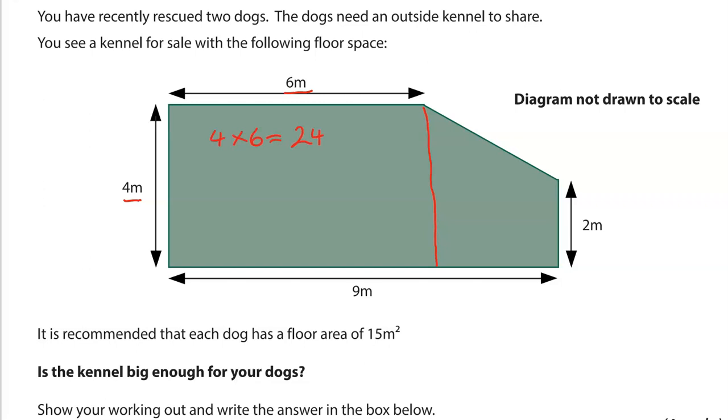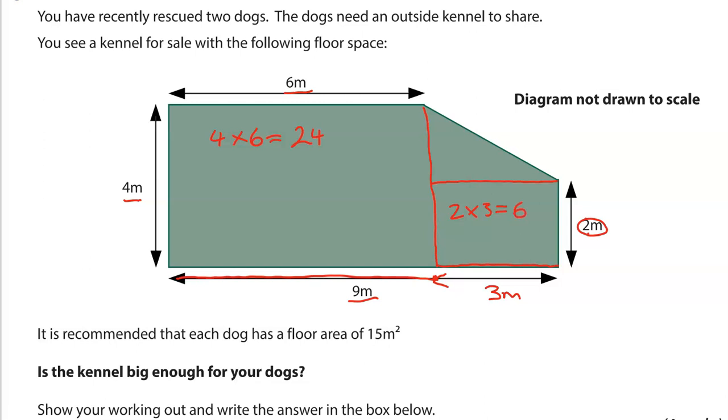Now I'm going to split this into a rectangle and a triangle as well. So for this one we've got 2 meters by, what's this length equal to? That will be 9 take away 6, because 6 comes up to here. So that will be 3 meters. So 2 times 3, that is 6.